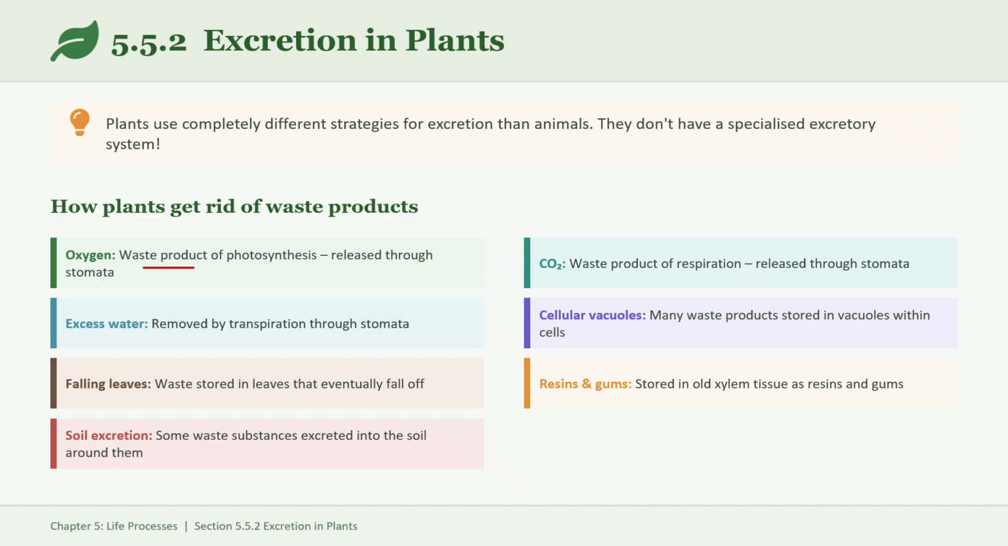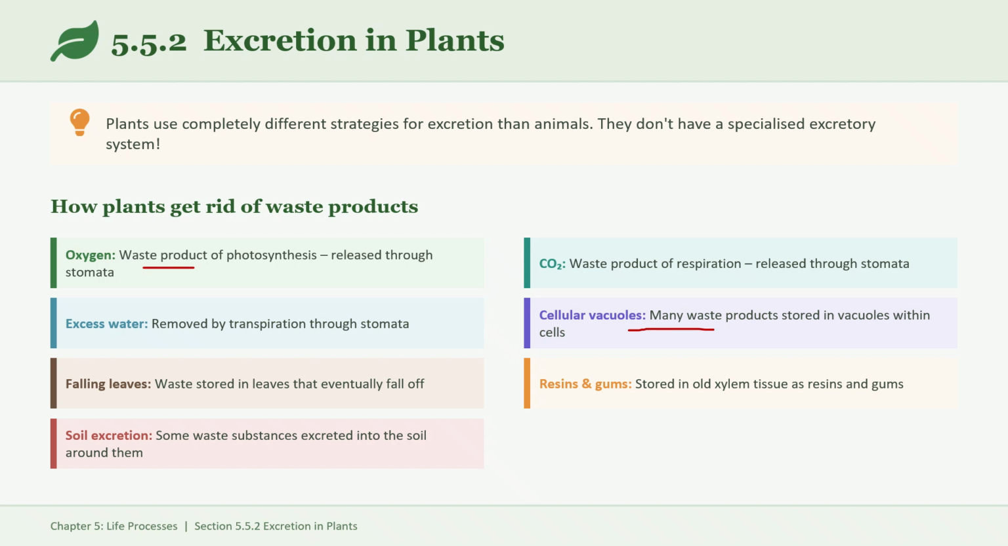Then removal of excess water. By what process? By means of the transpiration process. Plants remove excess water through transpiration. And then storage of waste products. Many waste products are stored in cellular vacuoles.